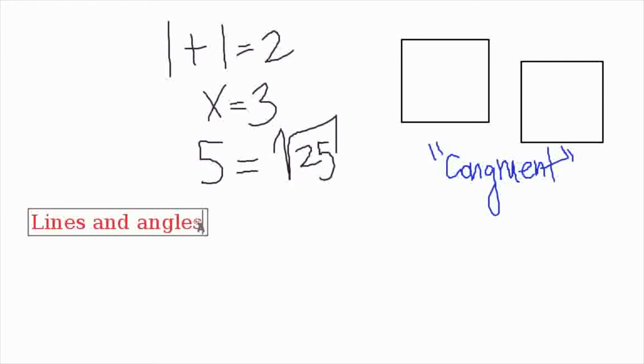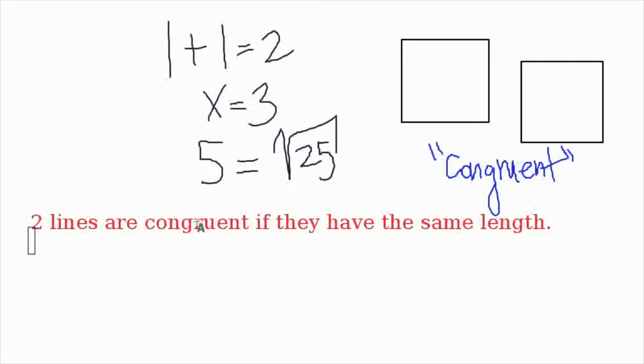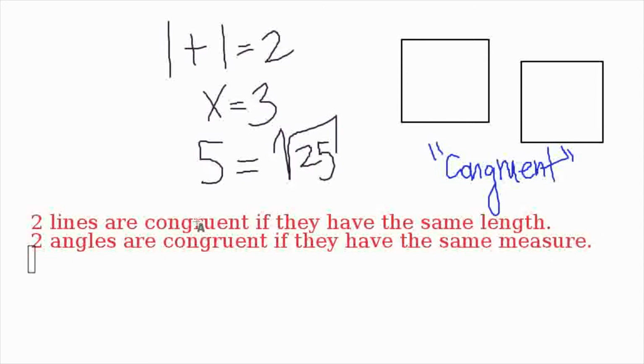Let's just do lines first. Two lines are congruent if they have the same length. Two angles are congruent if they have the same measure, so the same number of degrees. That's what it means for lines and angles to be congruent.